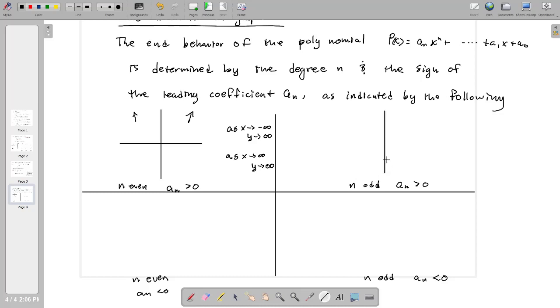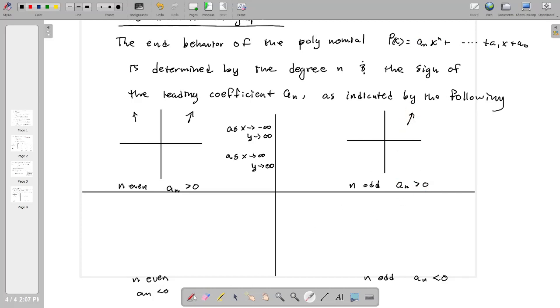Now for this one, it's a little bit different because we have an odd n. So we have an odd degree on our leading term. So we're multiplying x by itself an odd number of times. Now that doesn't matter when we go to infinity because a positive times a positive times a positive is always positive. No matter how many times you multiply positive numbers together, you're going to get a positive number. So as x goes to infinity, as long as a sub n is greater than 0, so we're not changing the sign of our leading term, we have that y is going to positive infinity.